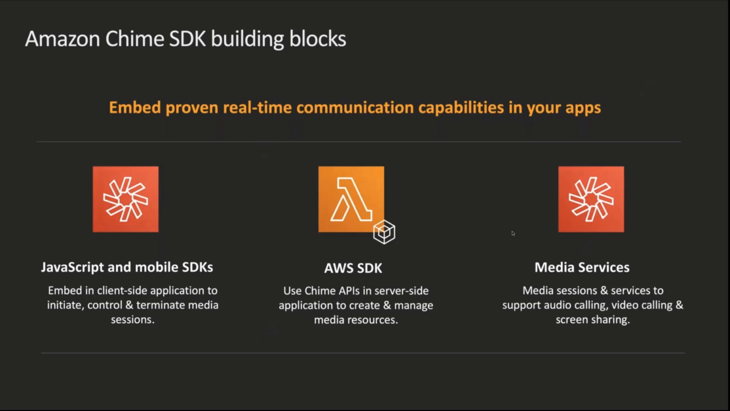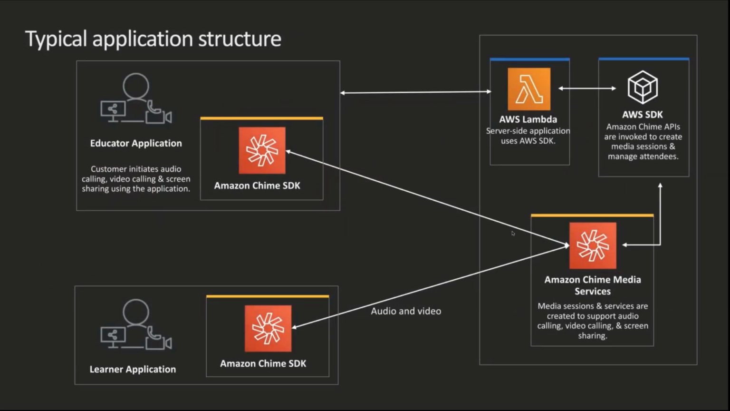So how does a typical application structure look? Well, this is the structure that we've seen our customers use successfully. You'll see on the right there that we have a little server-side serverless application in Lambda behind API Gateway that uses the AWS SDK to manage Chime media resources. That would be, for instance, creating a meeting or ending a meeting, and perhaps doing so on a schedule or in response to some user action.